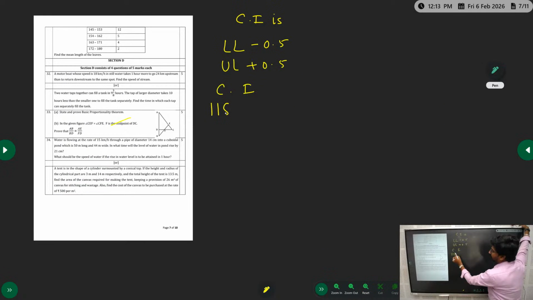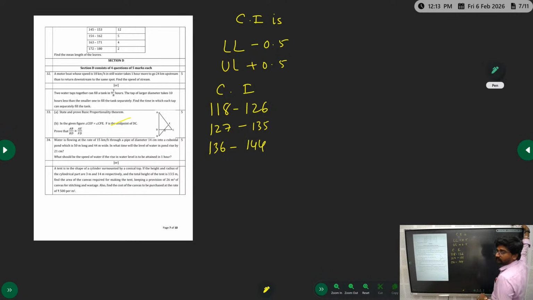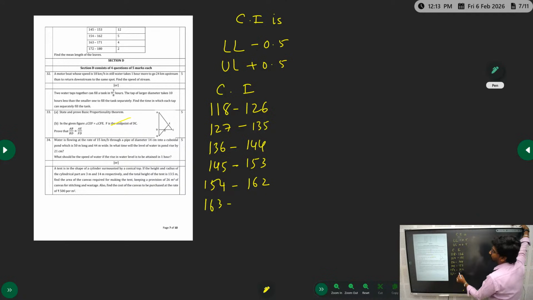118 to 126. What is the difference? 126 minus 118 is 8. Then 127 to 135, 136 to 144. Same difference. Now you see 145 to 153, 154 to 162, 163 to 171, 172 to 180.